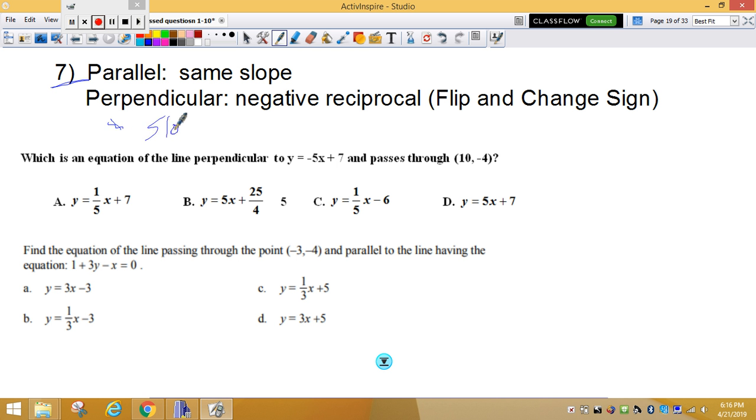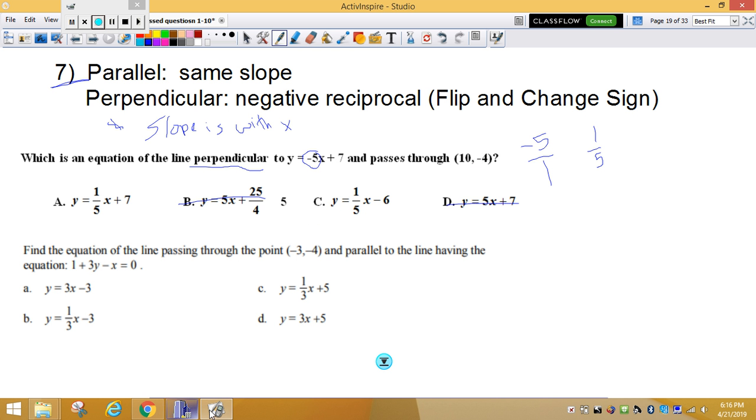Slope is with x. You need to know that. Slope is with x. So the slope is negative 5. I want to make it perpendicular. Perpendicular means flip it and change the sign. And I know it's perpendicular because it says perpendicular. So I'm going to put a 1 underneath it. If I flipped it, I'd get 1 over 5 and change the sign, so instead of negative, it would be positive. So just doing that, I know that it's not B and it's not D.